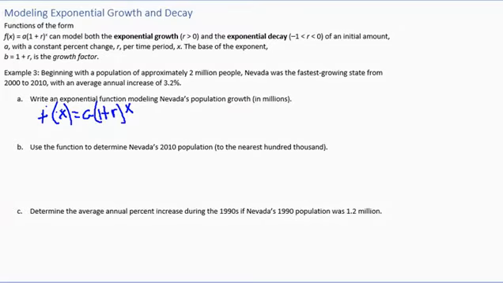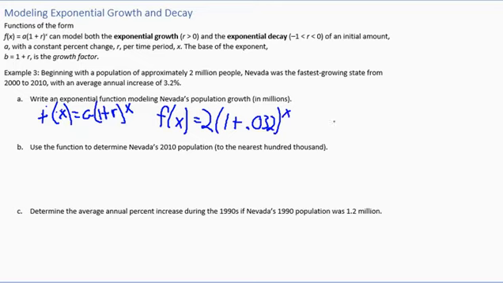And we'll plug in some values. So we know that this a from above is the initial amount. So the initial amount in our first year, or actually at our starting point, was 2 million, which we're just using 2 for to represent millions. 1 plus the annual growth percentage of 3.2, which we change to decimal form, so 0.032, to the x power.